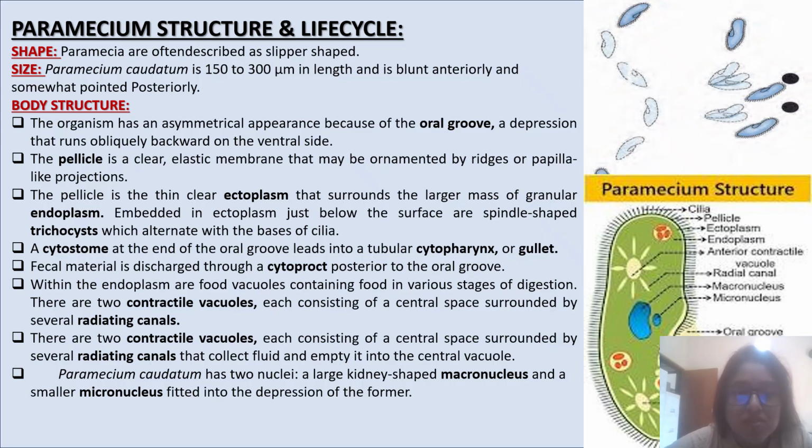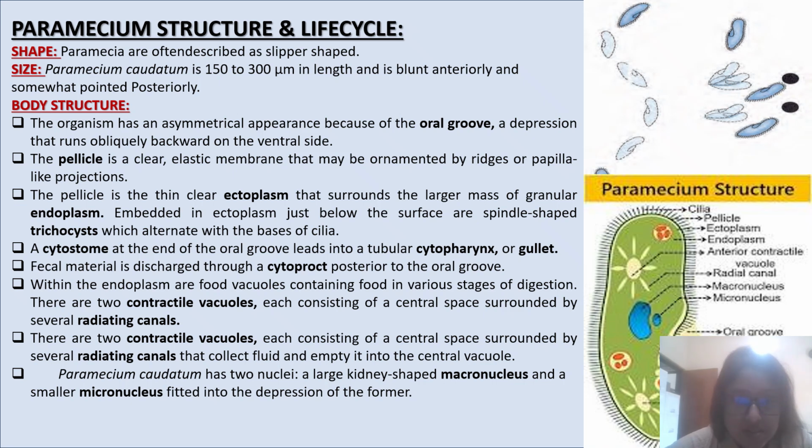Embedded in the ectoplasm just below the surface are spindle-shaped trichocysts, which alternate with the bases of the cilia. A cytostome at the end of the oral groove leads into a tubular cytopharynx or gullet. Fecal material is discharged through a cytoproct posterior to the oral groove. Within the endoplasm are food vacuoles containing food in various stages of digestion.